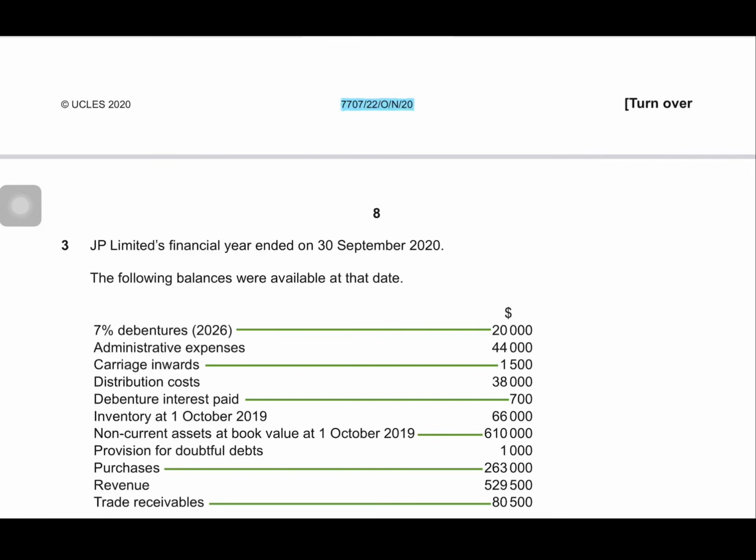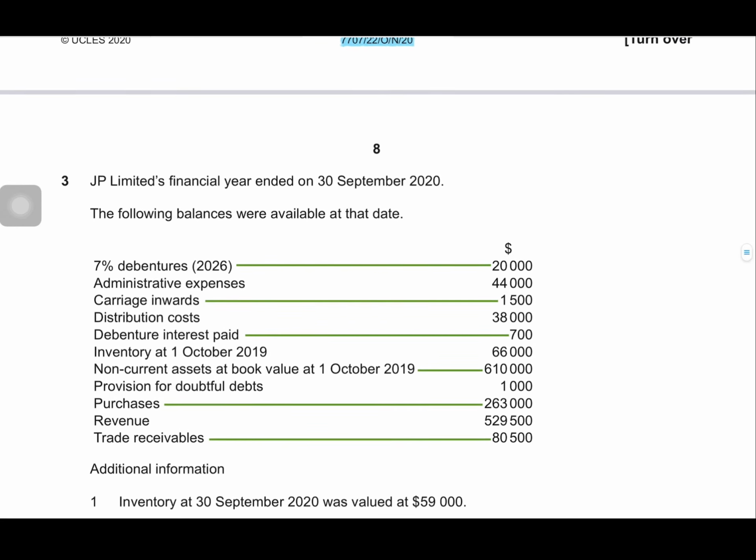Let's move to question number 3 now. The question says JP Limited's financial year ends on 30th September 2020. So this means that the year start would be 1st October 2019. And the following balances were available at that date. At what date? At year end 30th September 2020.